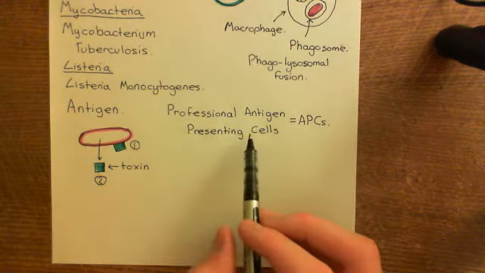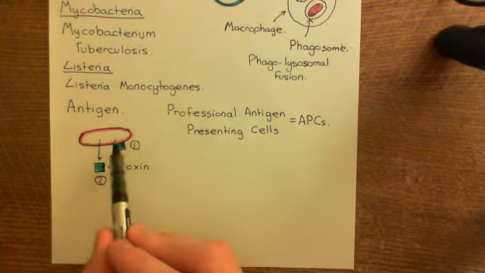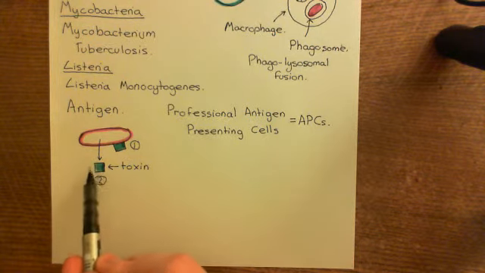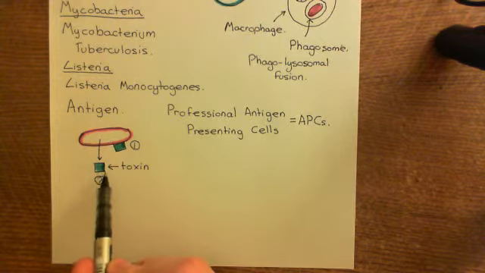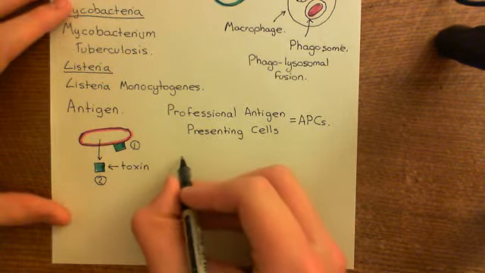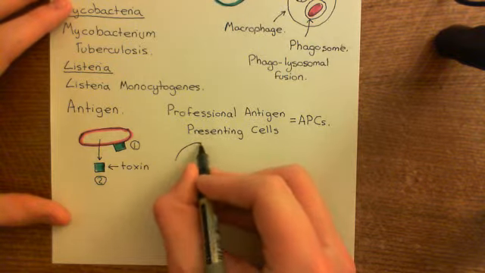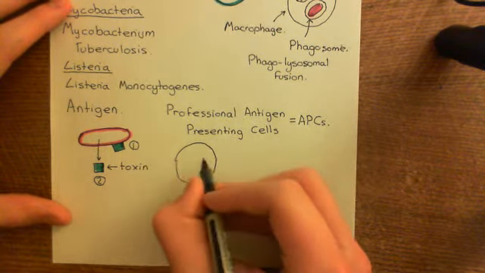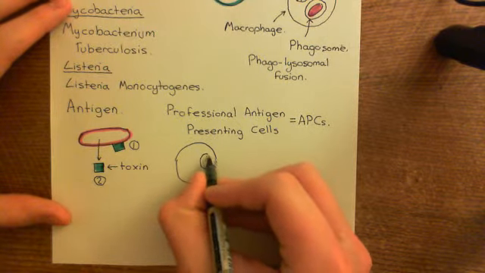These cells may well phagocytose this pathogen, or they may phagocytose the secreted toxin potentially. So what will happen is the cell will phagocytose the pathogen, so it will end up with the pathogen inside of it in a phagosome.